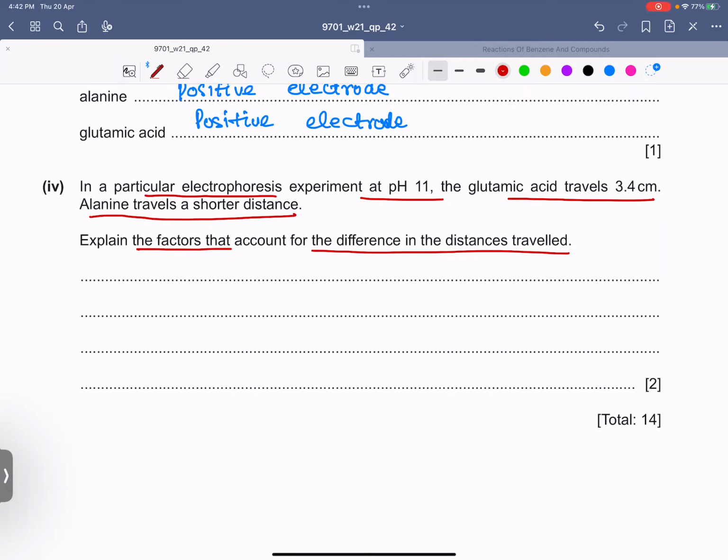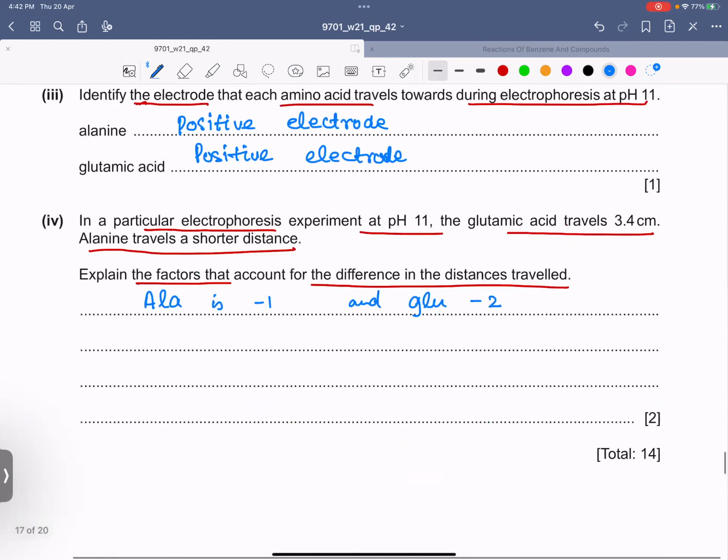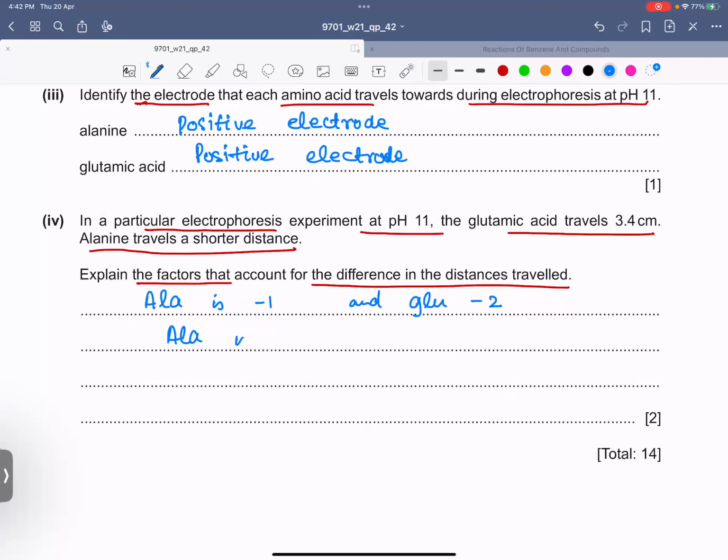So we can say that, it's of 2 marks. So alanine is -1 and glutamic acid is -2. Okay. So further, we can write that alanine has lower Mr.